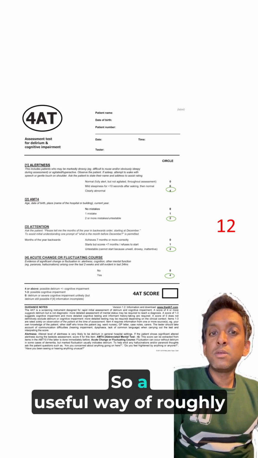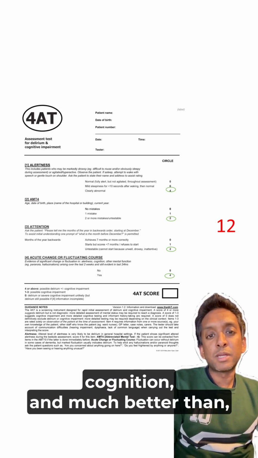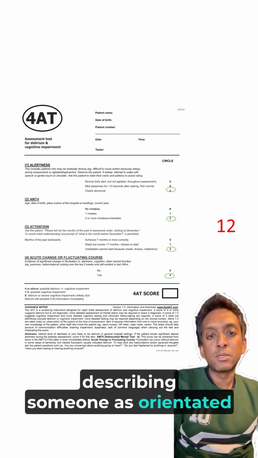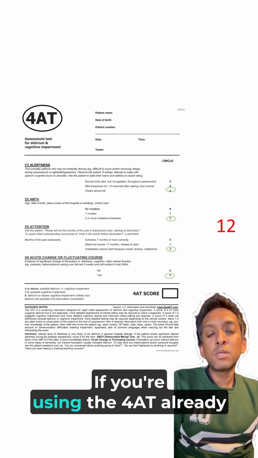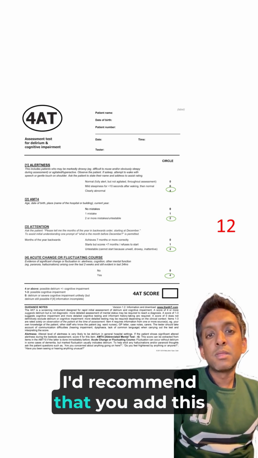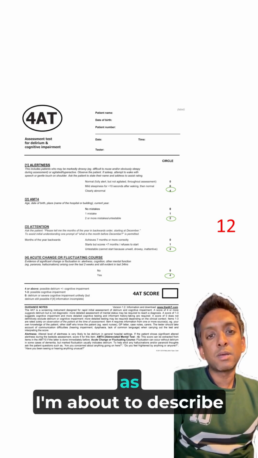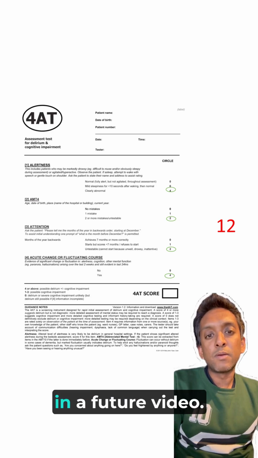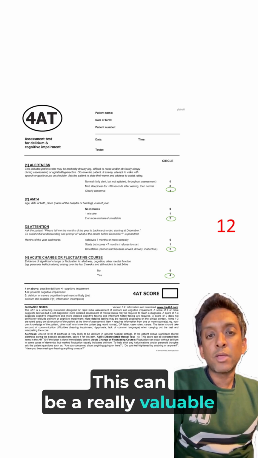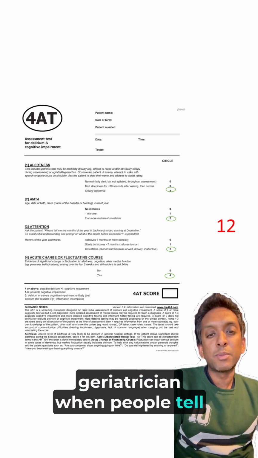So, a useful way of roughly describing someone's level of cognition, and much better than, I think, describing someone as orientated or confused. If you're using the 4AT already as a screening tool for delirium, I'd recommend that you add this to your handovers or the way you present patients. As I'm about to describe in a future video, it's going to be a really valuable piece of information and can help me as a consultant geriatrician when people tell me this information.